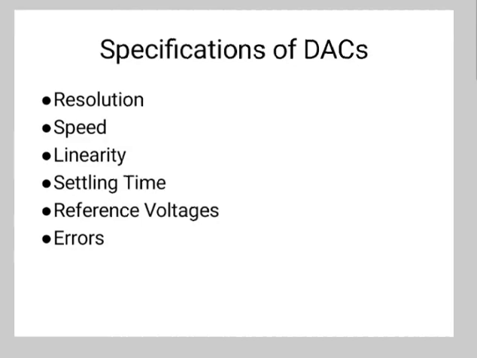Next is specification of DAC. So, the specification of DAC is resolution, speed, linearity, settling time, reference voltage, and errors.